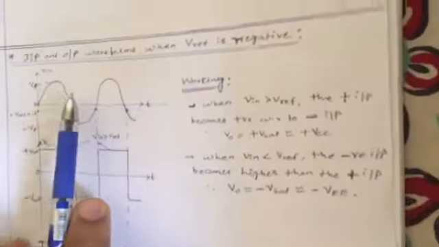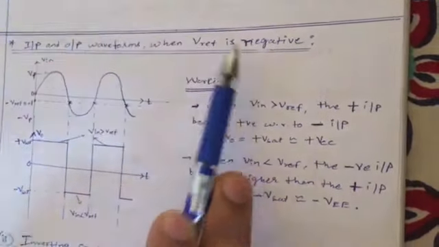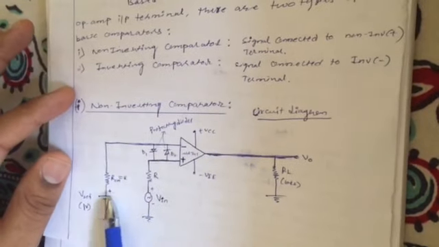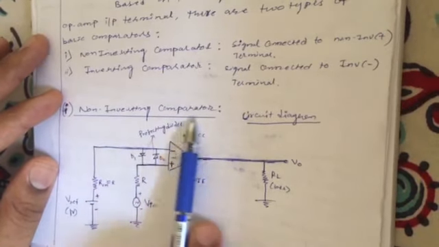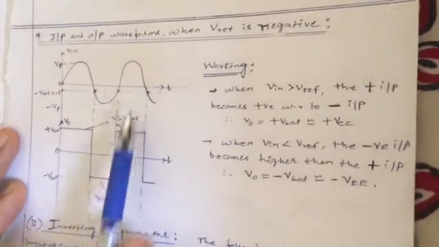Okay, now let us discuss the input-output waveforms when V reference is negative. Meaning, in this circuit diagram, when you place the V reference opposite, that is minus plus, this particular diagram becomes a non-inverting comparator when V reference is negative. For this negative V reference voltage, let us draw the input-output waveform.